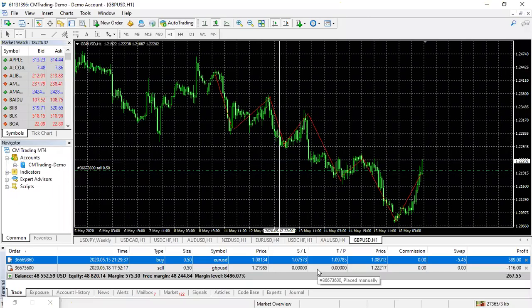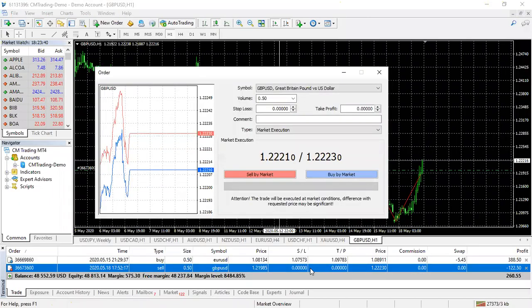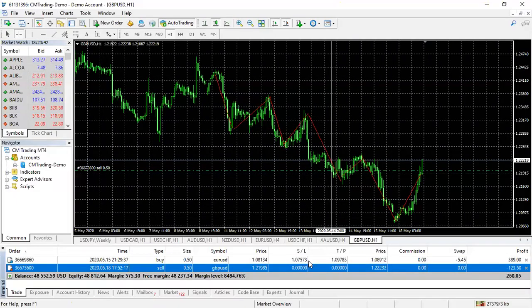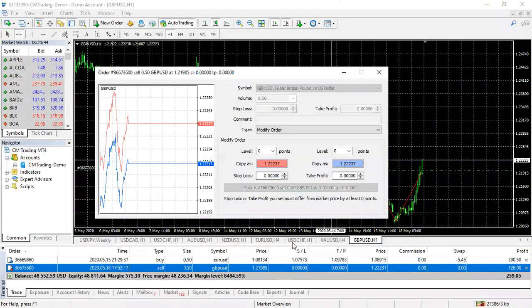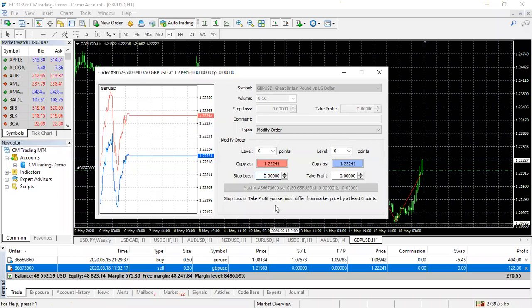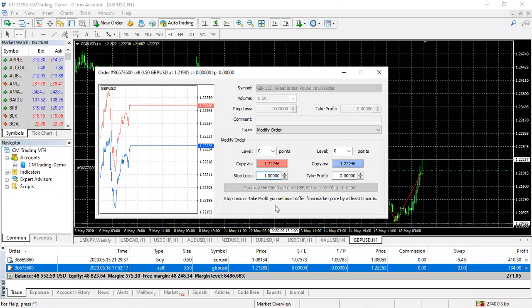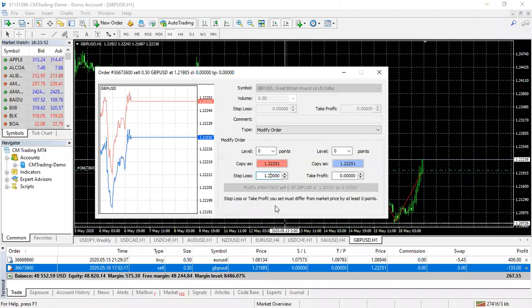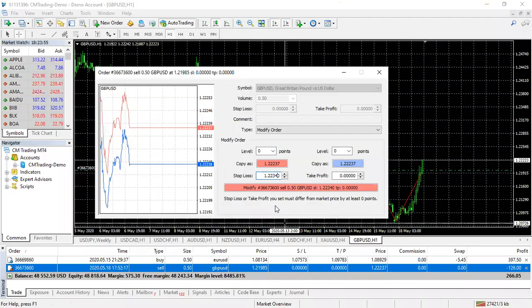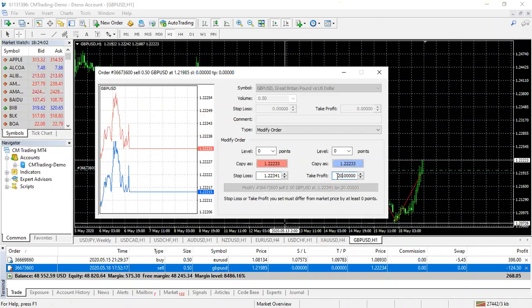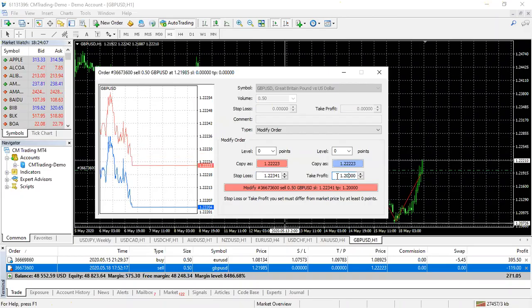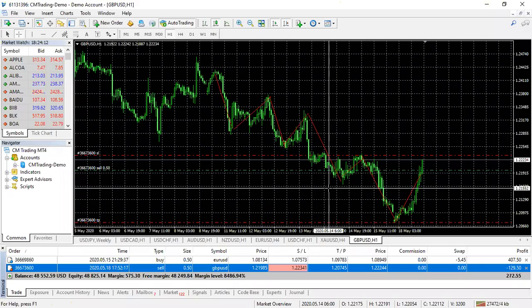So let's say I have this trade and I want to edit it, just double click on it, just double click on that trade, then you'll have this. So our stop loss is 1.22341. Okay, and our take profit we expect to be 1.20745. Okay, then modify, you can see that.